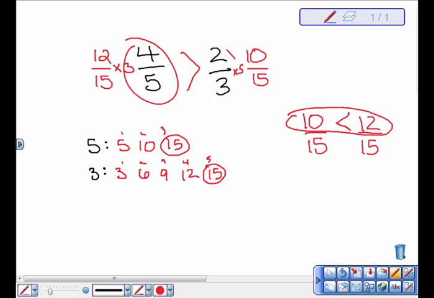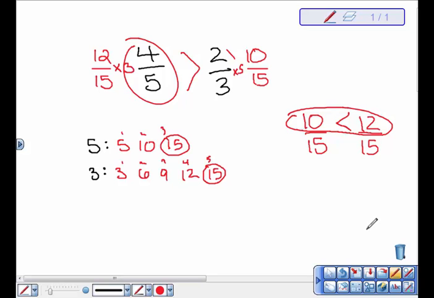Now, that's an important way to understand how to figure out how to compare fractions. The reason being because as we continue to work with fractions, you're going to need to find least common multiples, which is the smallest multiple they have in common.